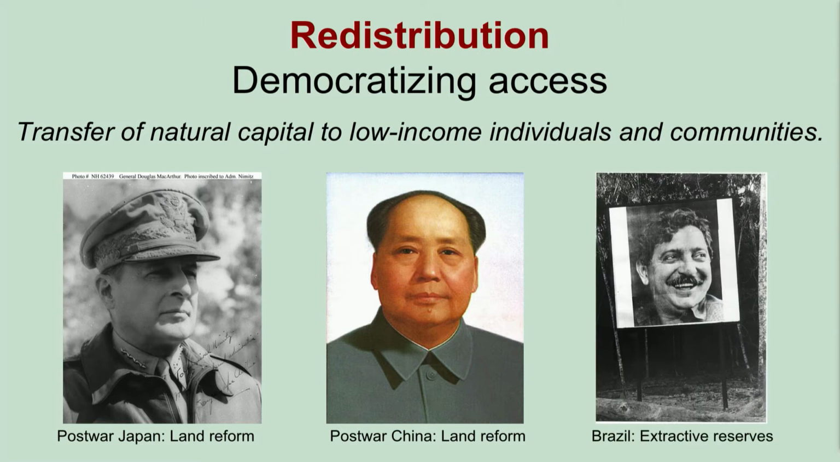Another example of redistribution is the creation of the extractive reserves in the forests of the Amazon that was proposed first, among others, by the leader of the rubber tappers, Chico Mendes, after whom the first extractive reserve was in fact named. These are reserves where local people who have sustainably been harvesting rubber and other products from the Amazon, like Brazil nuts, for often generations, are allowed to continue those activities, but the forests are protected.